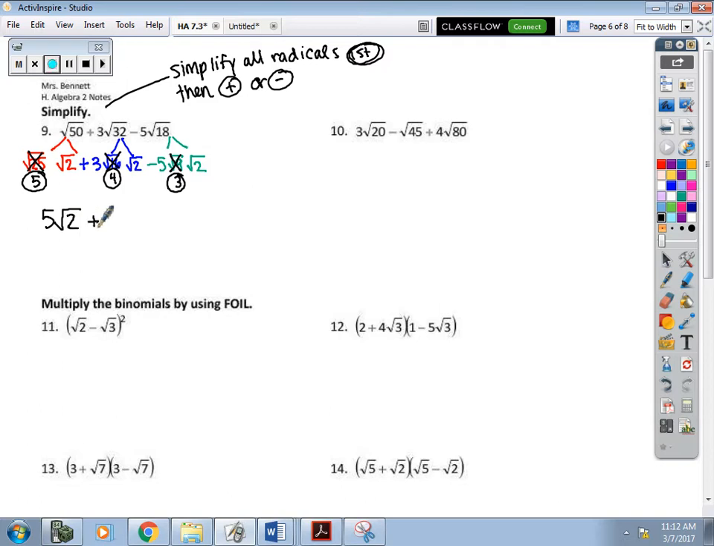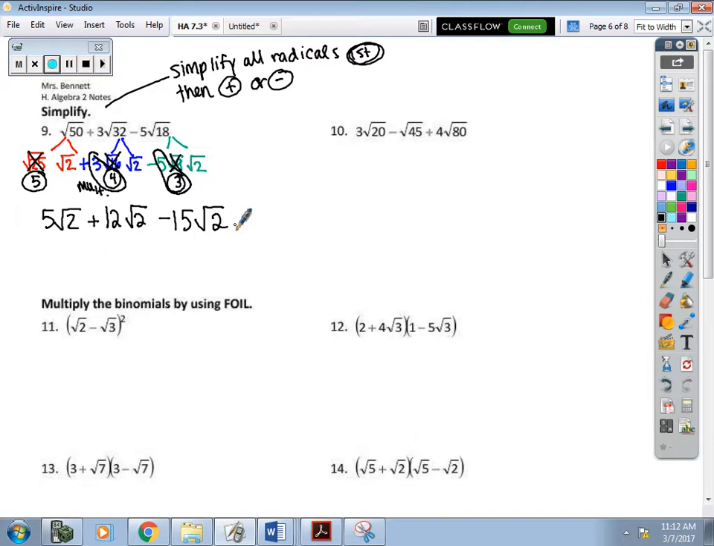Plus, now be careful, you may want to add this to your notes. You are multiplying the 3 and the 4 together, because it was 3 times the square root of 16. So that's 3 times 4, which is 12 square root of 2. The same thing with the next two numbers. I have 5 and 3, which I'm going to multiply to get minus 15 square root of 2.